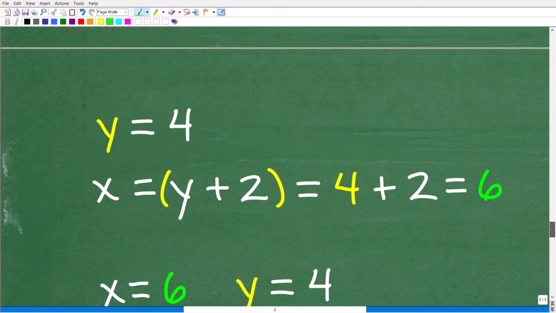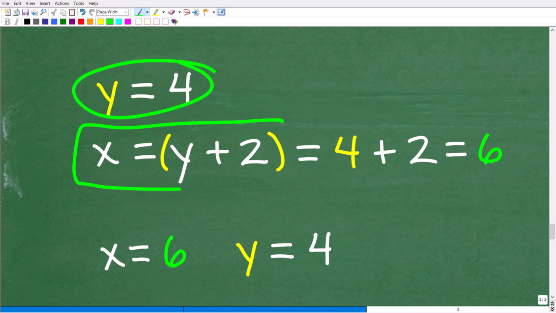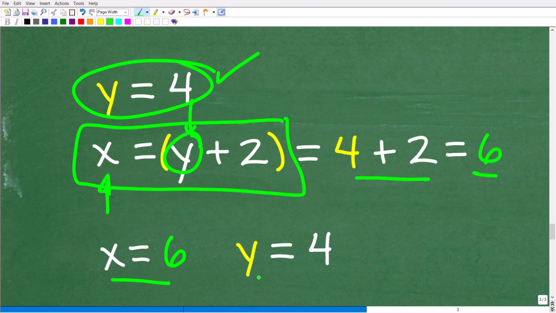Now you can go back into any of the equations in the system, but we already know that x is equal to y plus 2. Well, now that we know that y is equal to 4, and we want to figure out what x is equal to, we'll just replace this y with 4. So that's going to be 4 plus 2, or 6. So x is equal to 6, and y is equal to 4.